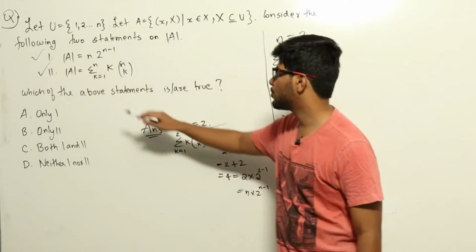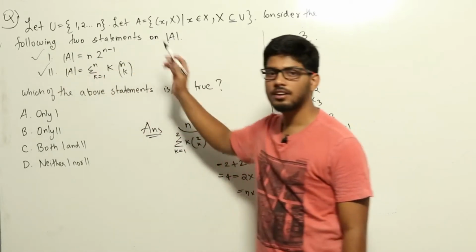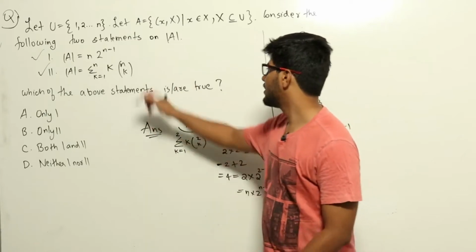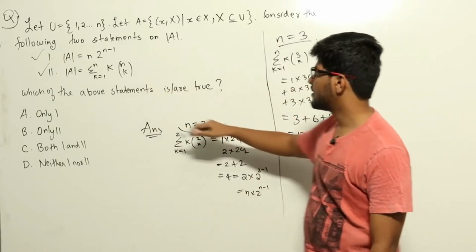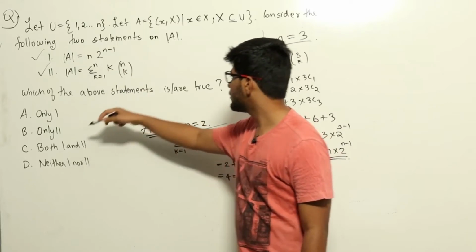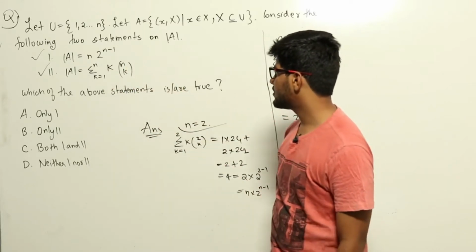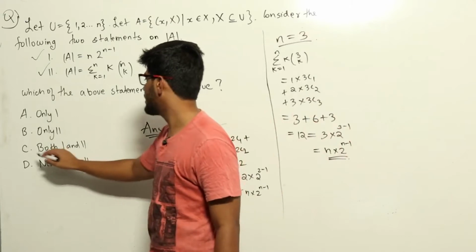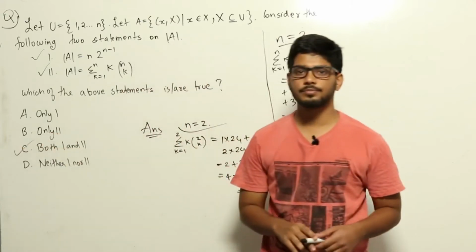I am not showing the proof that this will be equal to this because we don't need to do that for GATE. If you can take a few n values like this and verify it holds, then that is enough to answer for GATE. So statements 1 and 2 are right. So the answer will be both 1 and 2.